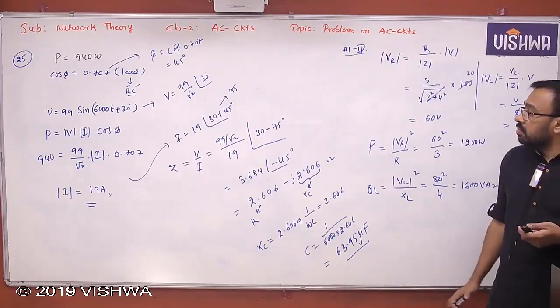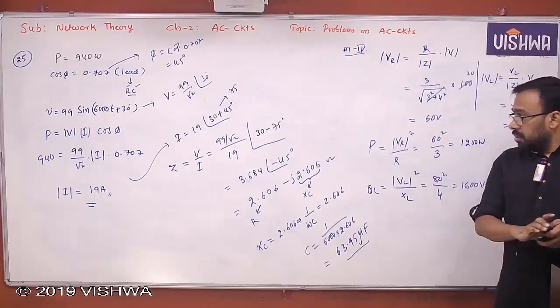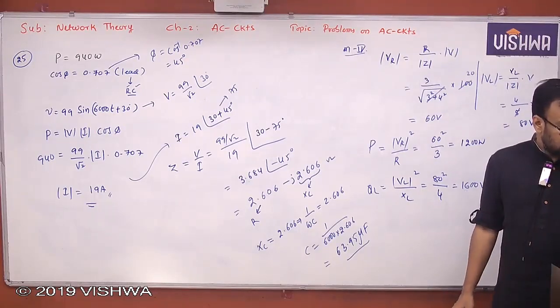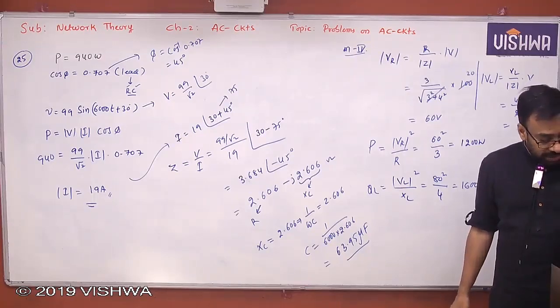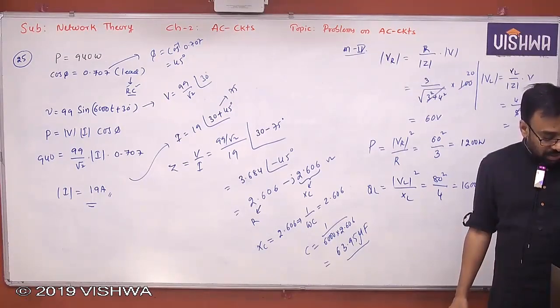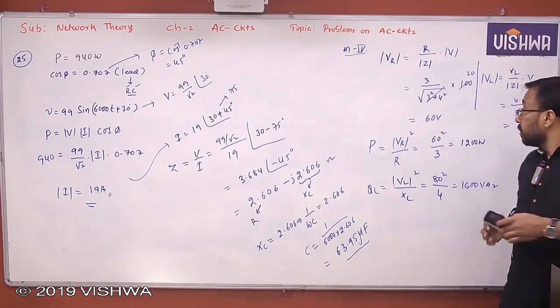Okay, so 25 problems, we finished. We have some more problems, around 40 plus. We will see the next coming problems.